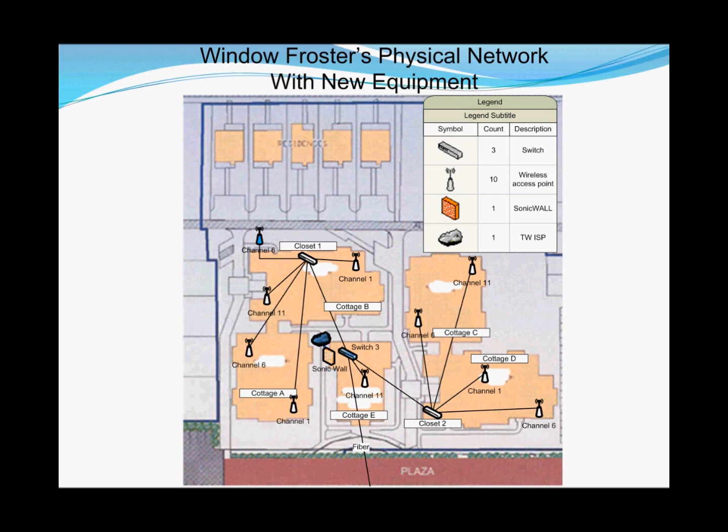At the top, you can see the blue access point, which is channel 6. This is the external access point meant to provide internet to the resident homes above it.